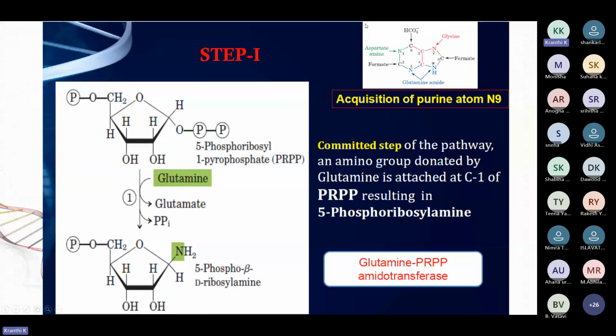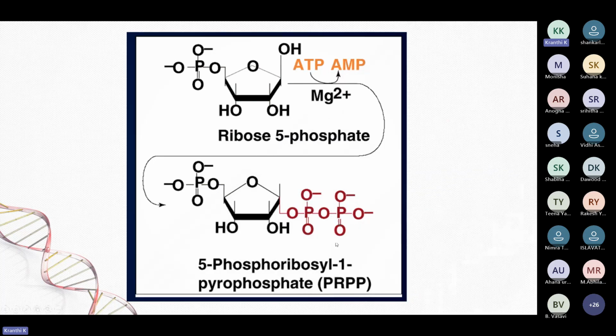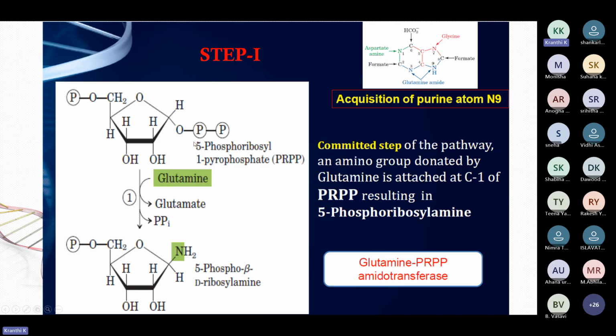Can you see here, on the right side at the top? Already I told you these compounds are required to create a purine. What are the compounds? I told you formate, aspartate, glycine, glutamine, bicarbonate, multiple things we need. But in the first step, it's the PRPP. Here this is a P and this is a P. This is called the PRPP, 5-phosphoribosyl alpha pyrophosphate.